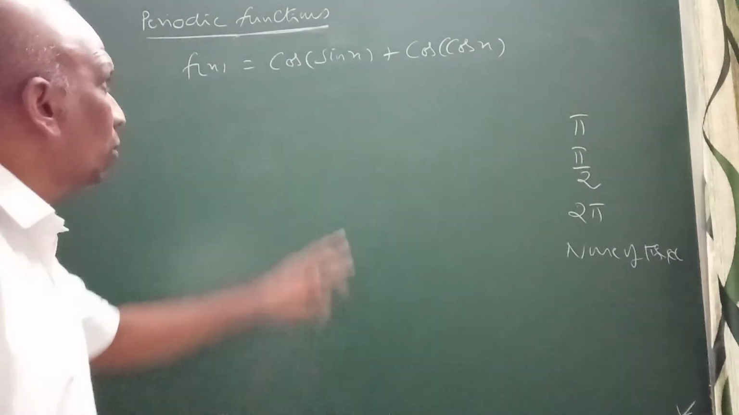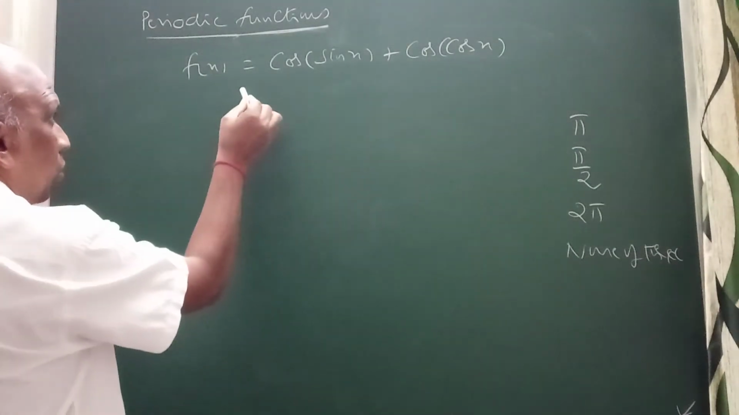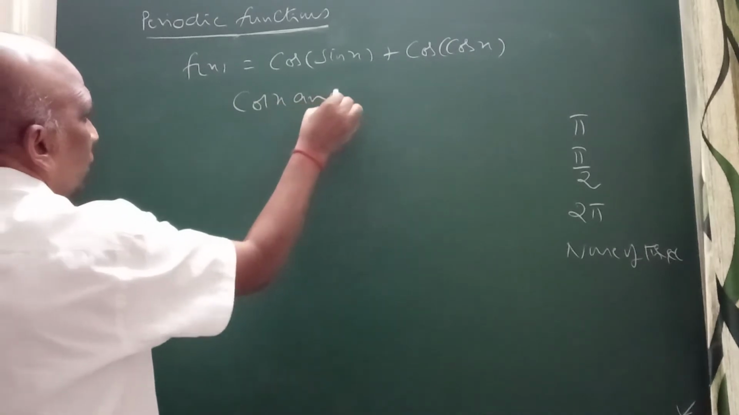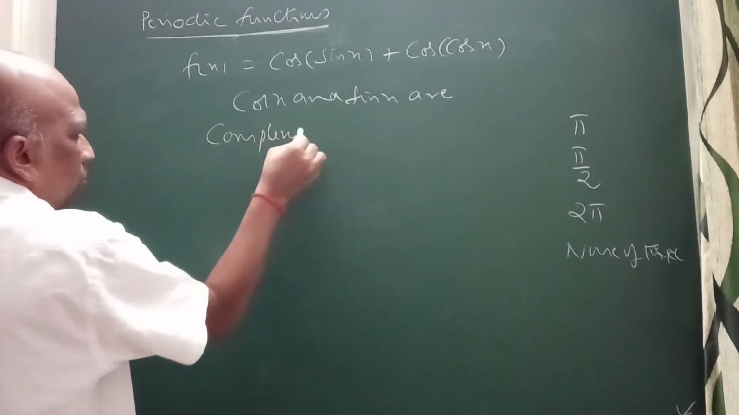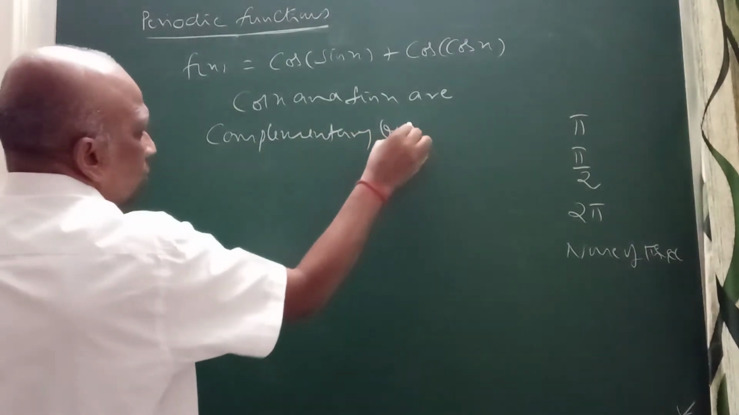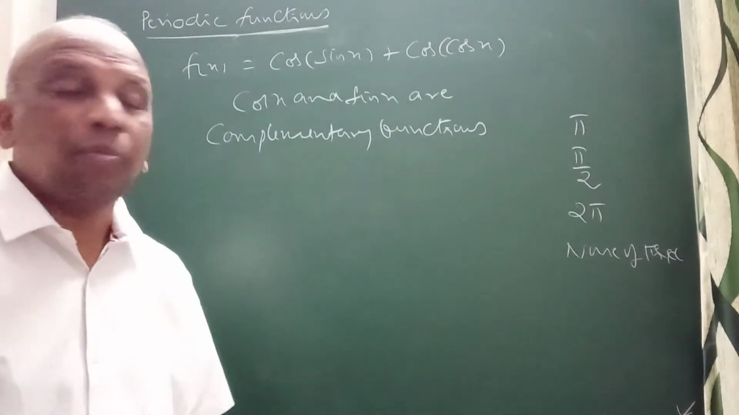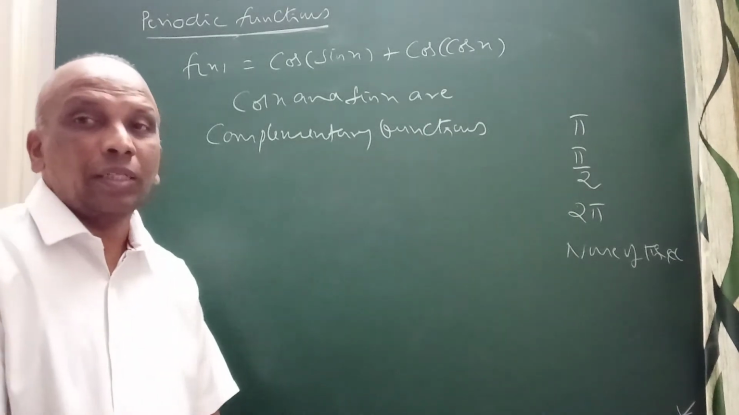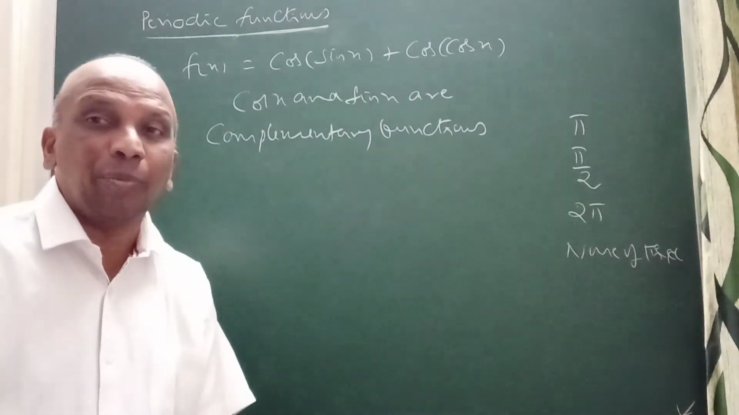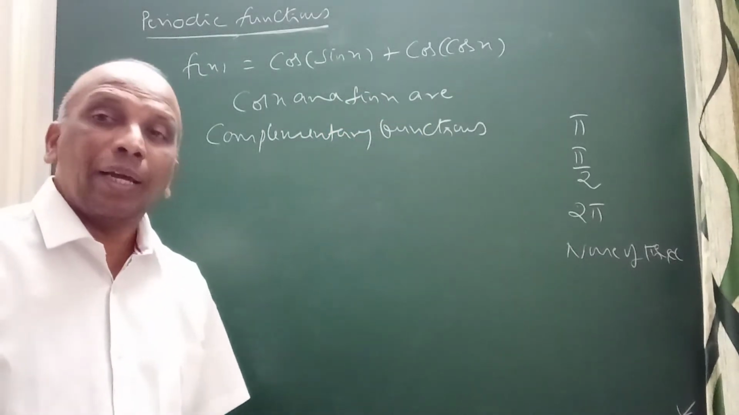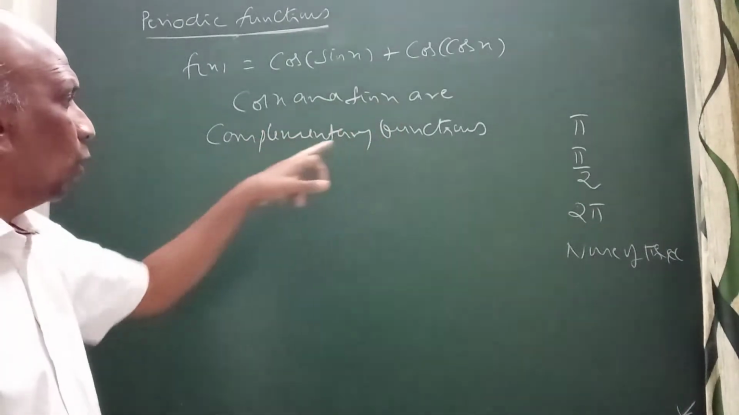Now see here. In this problem, sin x and cos x are complementary functions. What are complementary functions? The sum of two angles should be 90 degrees. Sin of 90 minus x is cos x, and cos of 90 minus x is sin x. If a plus b equals 90, they are called complementary functions. So cos x and sin x are complementary functions.